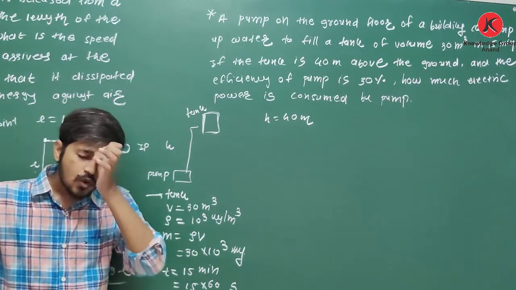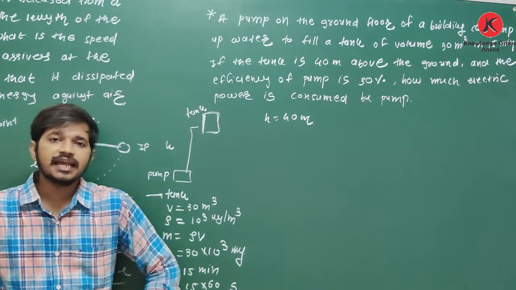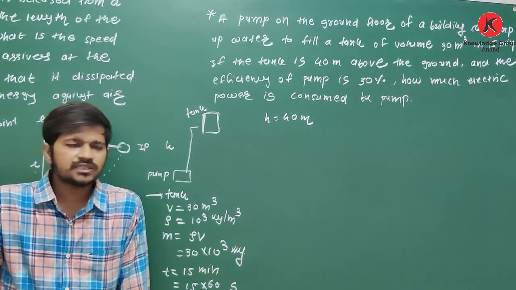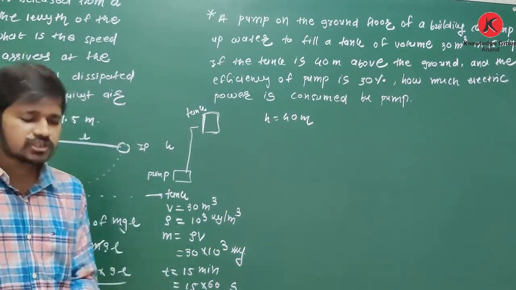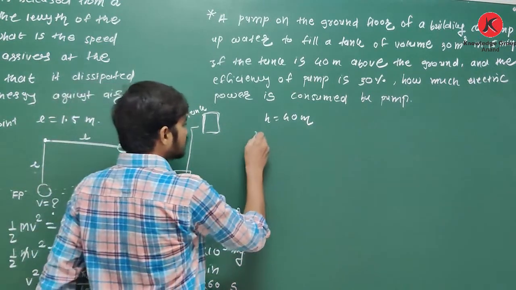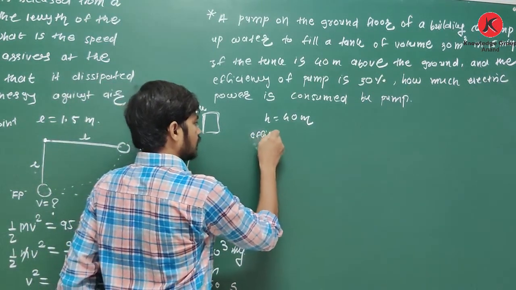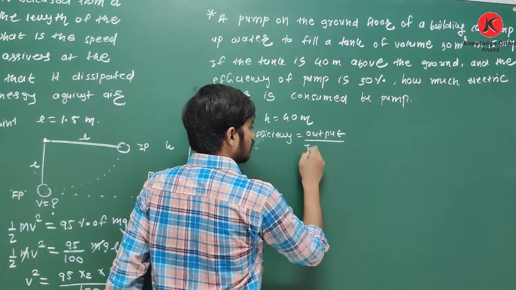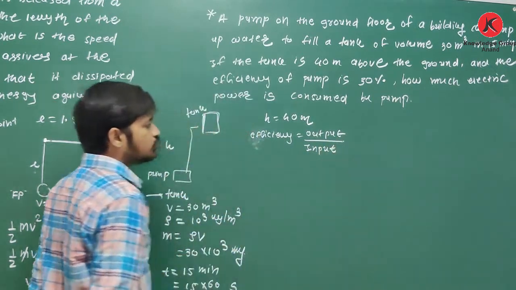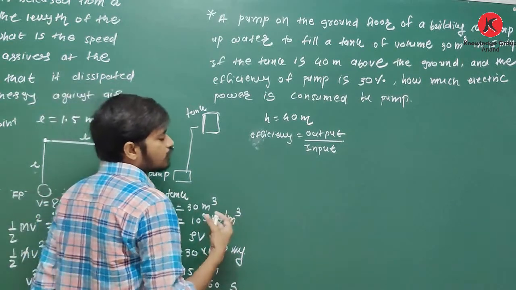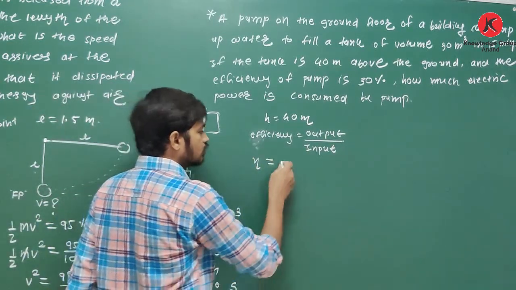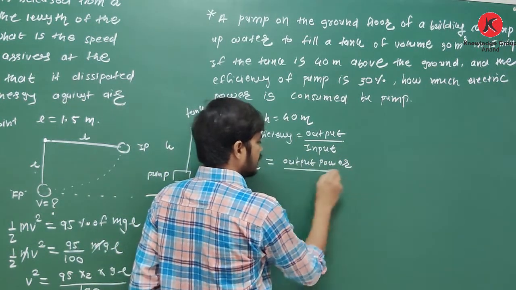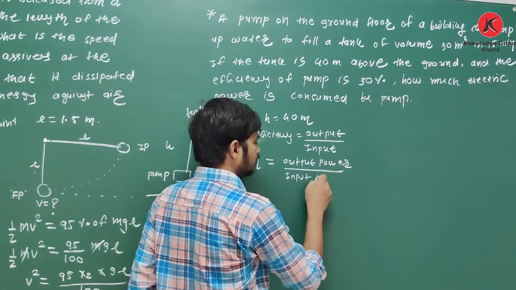Now efficiency. What is the meaning of efficiency? Efficiency means it is always output upon input. This is the general equation of efficiency: efficiency is equal to output upon input. So here, efficiency eta is equal to output power divided by input power.